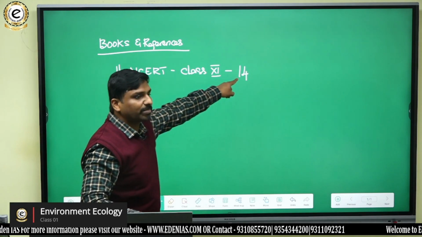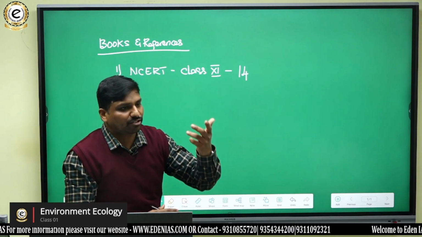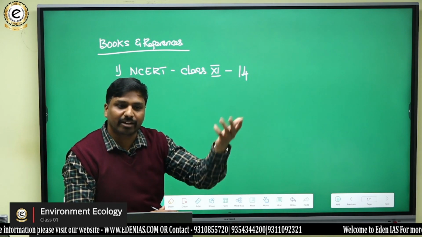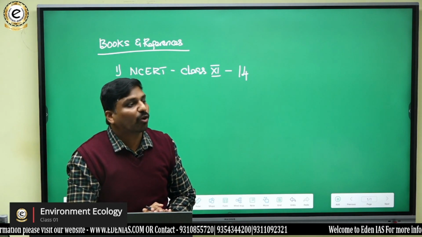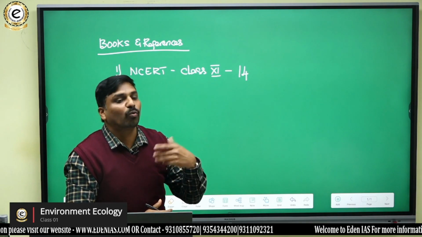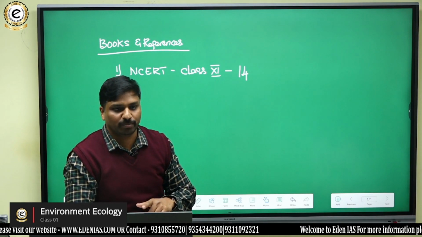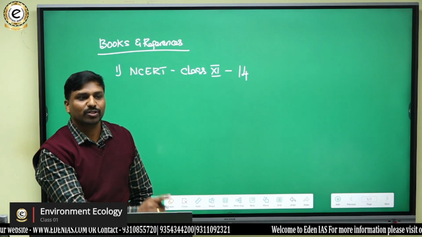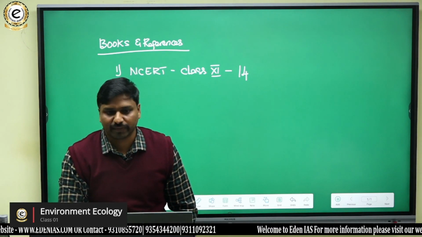This chapter has various basic concepts related to environmental pollution and environmental degradation. How acid rain will occur, how ozone depletion will occur, all of these would be there in class 11th, chapter 14. Okay, so that is one important source we have to follow.